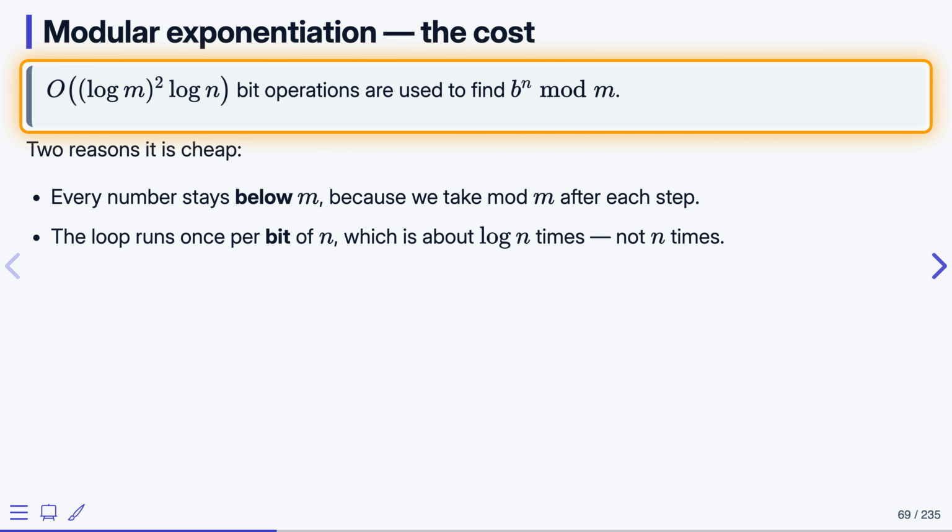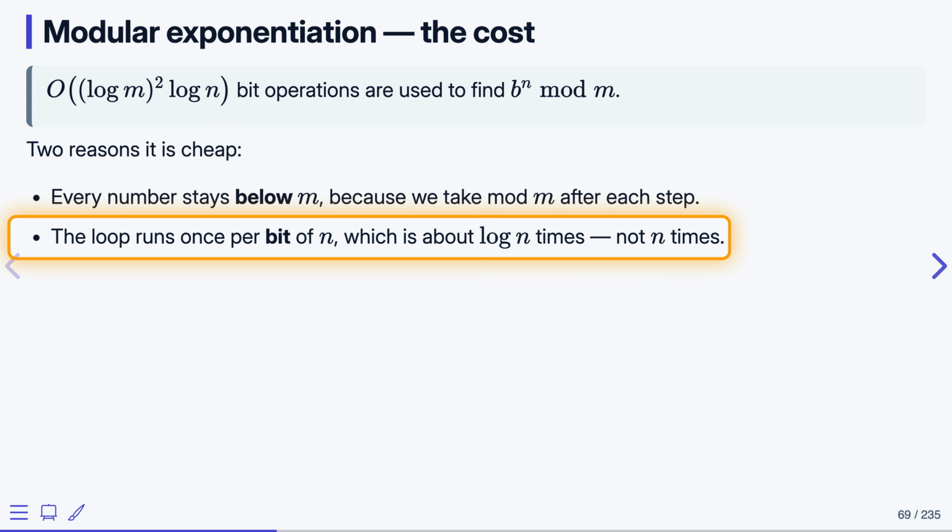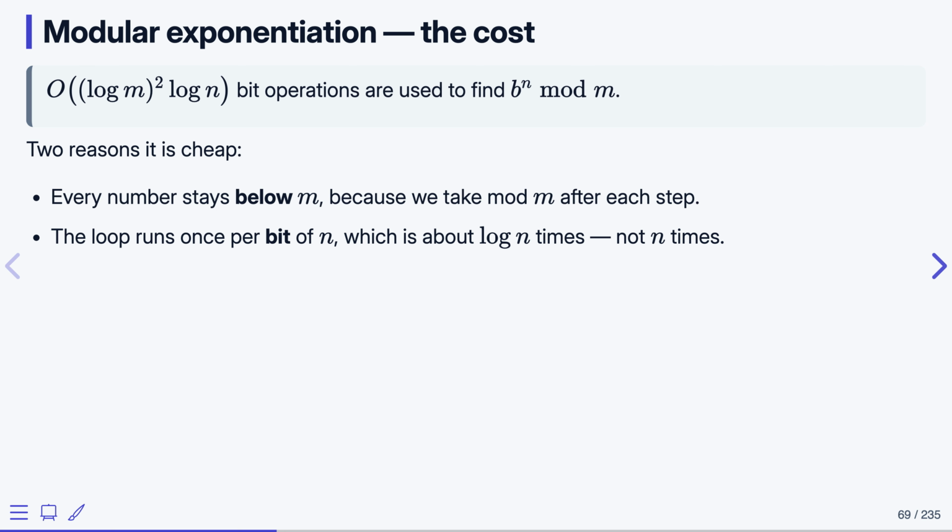How fast is this? The cost is order the square of log m times log n bit operations. First, every number stays below m, because we reduce mod m after each multiplication. So the numbers never grow, however large the exponent is. Second, the loop runs once per bit of the exponent n, which is about log n times, not n times. That is the difference between a few thousand steps and a hopeless number of steps. This is what makes public key cryptography practical.